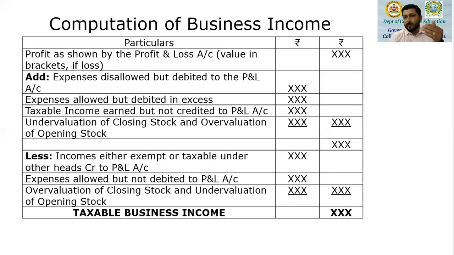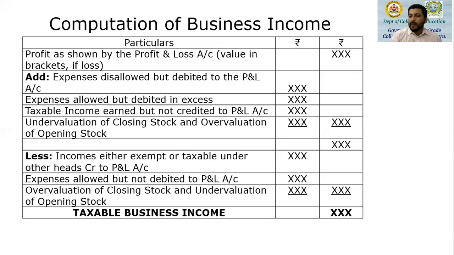Profit is taken as the starting point; loss, if it exists, will be shown in brackets. Then we have four items added: expenses disallowed but debited to profit and loss account, expenses allowed but debited in excess, taxable incomes earned but not credited to profit and loss account, and undervaluation of closing stock and overvaluation of opening stock, if it exists, must be added.